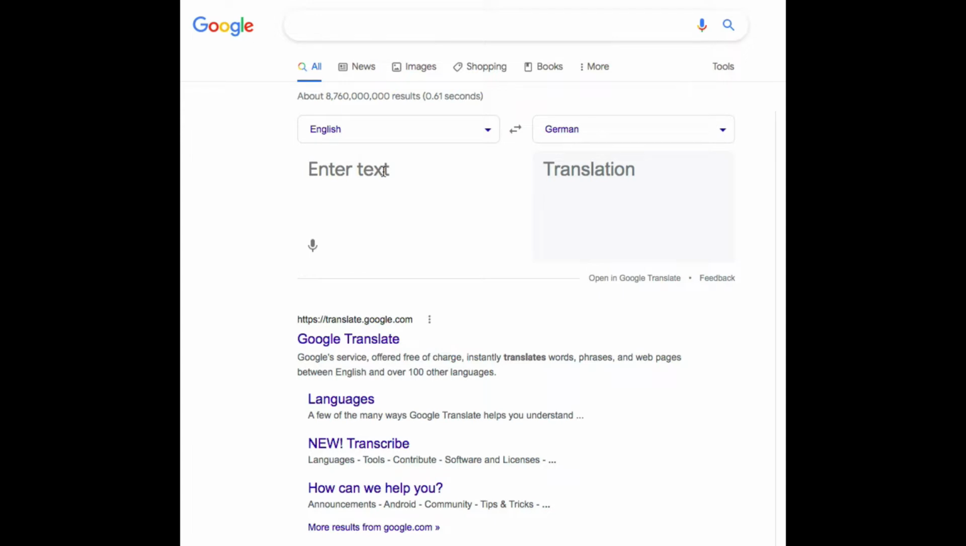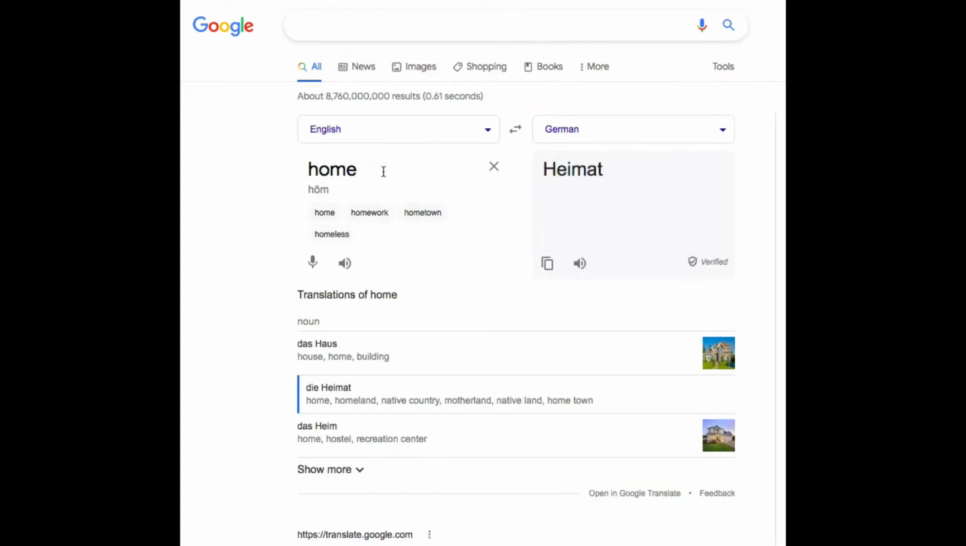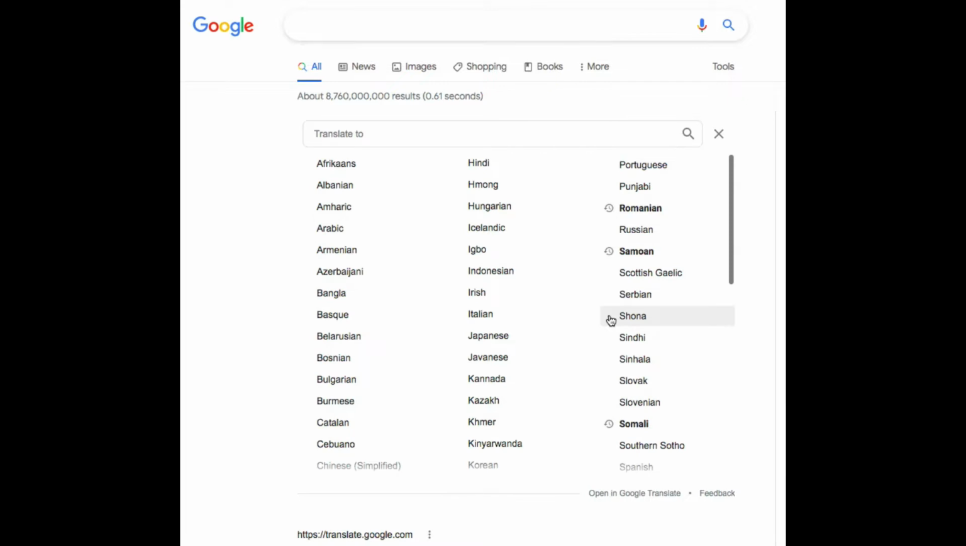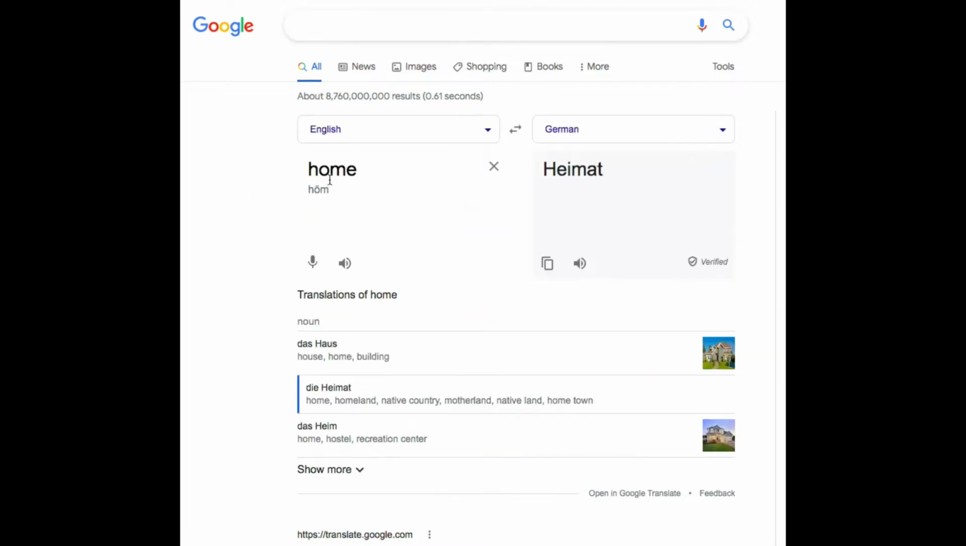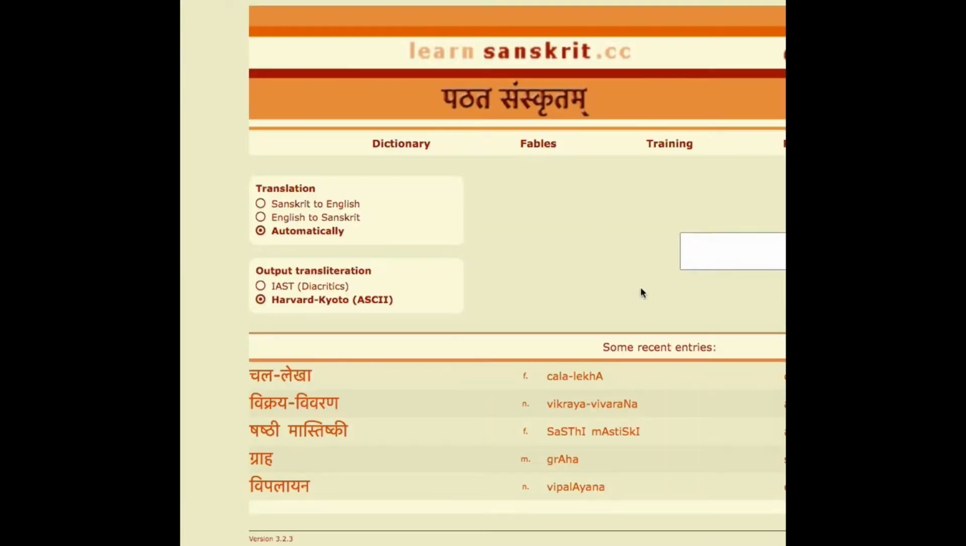So let's start with a simple one. For example, home, right? What is home in German? You can play around with the different languages that you know, or even if you don't know. Remember, don't get bogged down too much in the spelling, but more on the phoneme. So how do you pronounce home? Home. There we go. I'm going to turn up the volume. And Heimat in German. Heimat. Well, that's a little slow, right? Heimat. And so what does Heimat mean in Sanskrit?